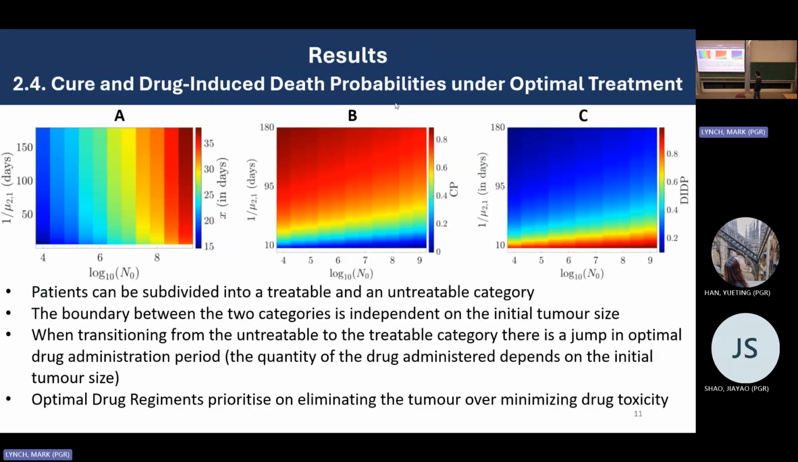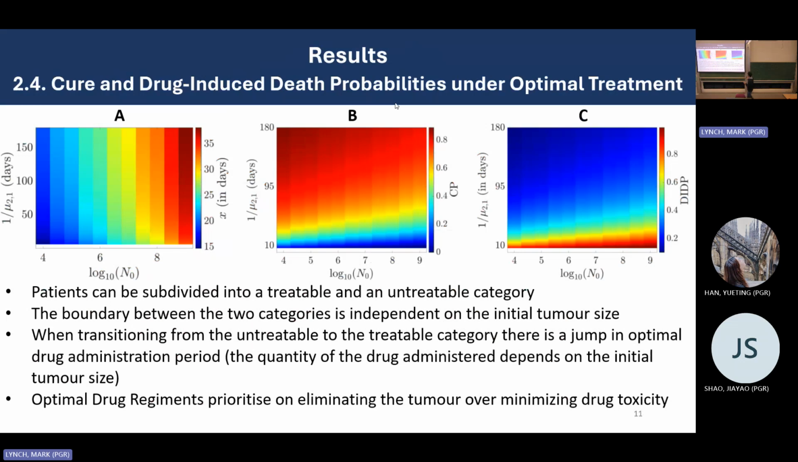And so then we looked in more detail at initial tumor size and the patient's susceptibility to the drug. So in all these axes, the horizontal axis is the initial tumor size logged in base 10, and the vertical axis is how well the patient reacts to the drug side effects. So it's more like the endurance of the patient to the drug.